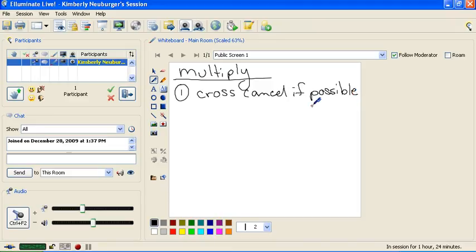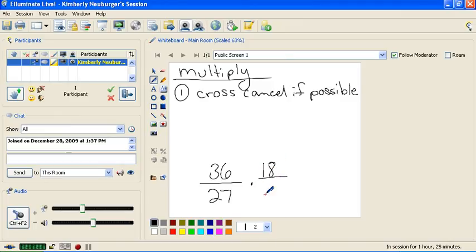Cross-canceling is like reducing the problem up front, and it makes it much, much easier to deal with your problem if you do this. So it's like finding those common factors that you can cancel, like we showed in the previous problem, up front, so that when you get to the end you don't have to look for them with much larger numbers.